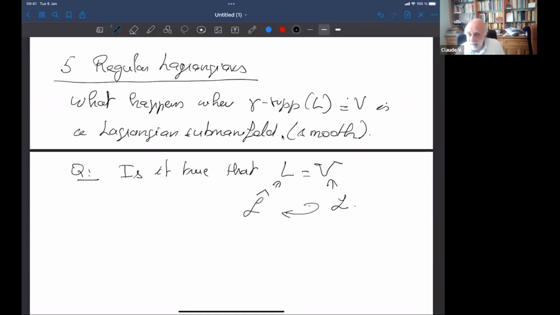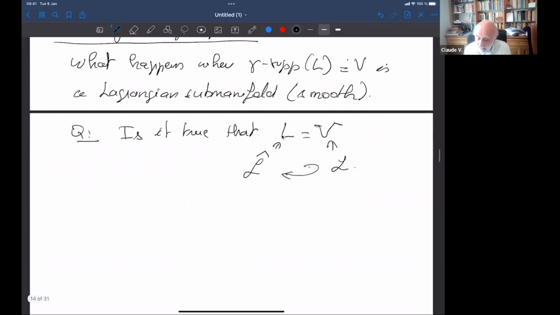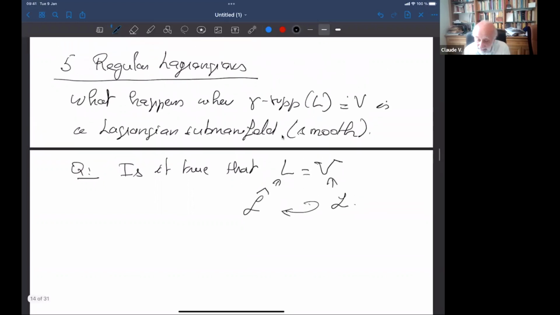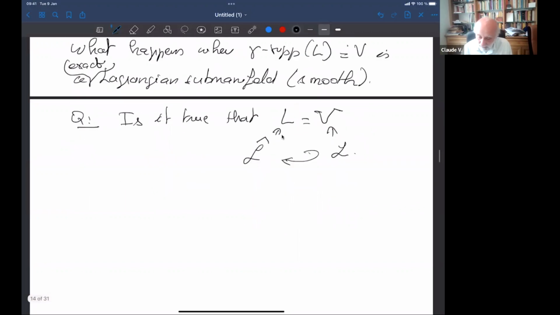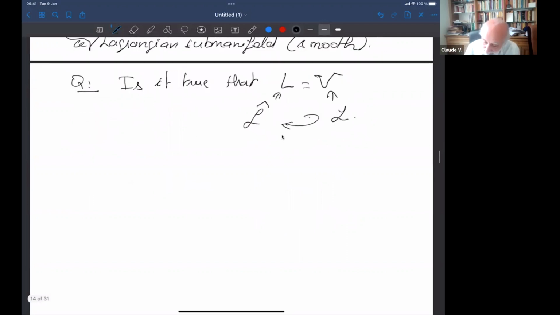Okay. There's one thing missing: I said if it's a Lagrangian submanifold, but I should have added here exact. So in some cases, but not in all cases, one can show that the gamma support, if it's Lagrangian, is automatically exact. In some other cases, at least I don't know how to prove that. But let's assume that this is the case. Then this is the question.